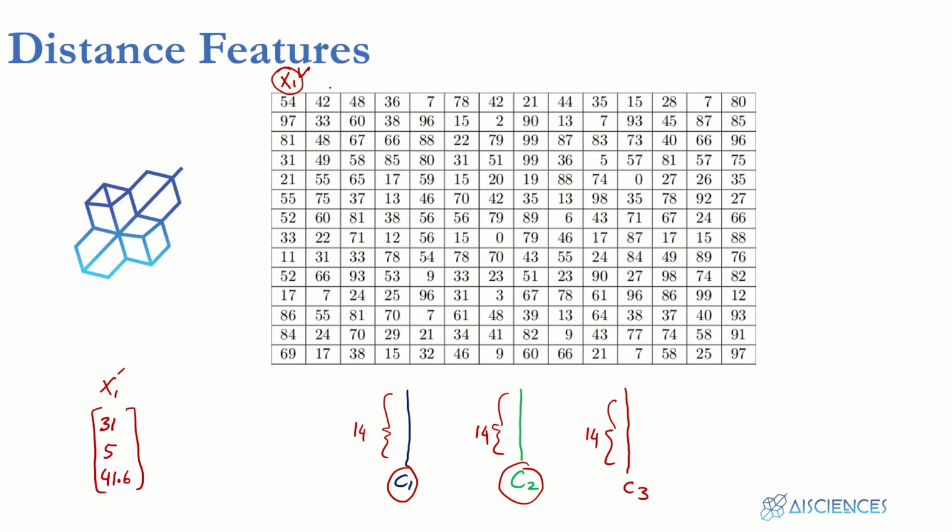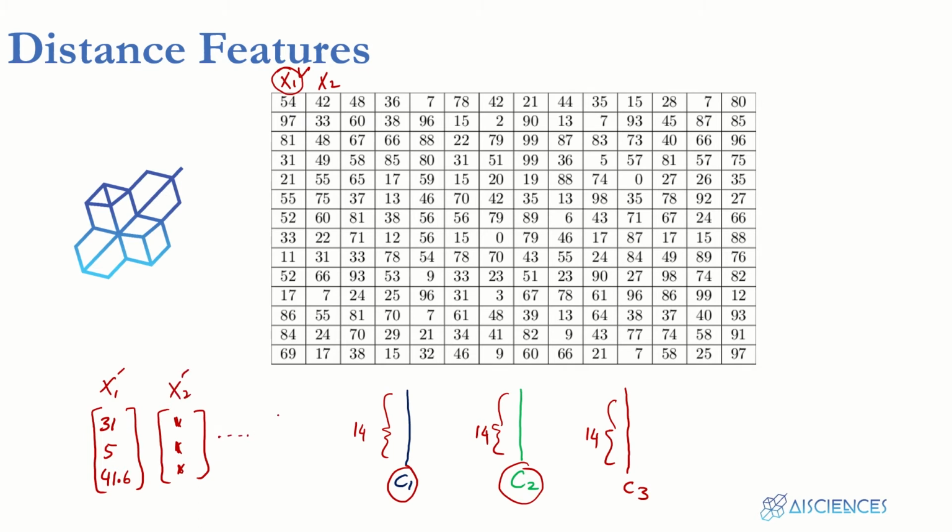Now if you repeat the same process for x2, which means you pick x2 independent from x1, and you compute its distance from C1, then from C2, and then from C3, and you get 3 numbers, and you place them here.